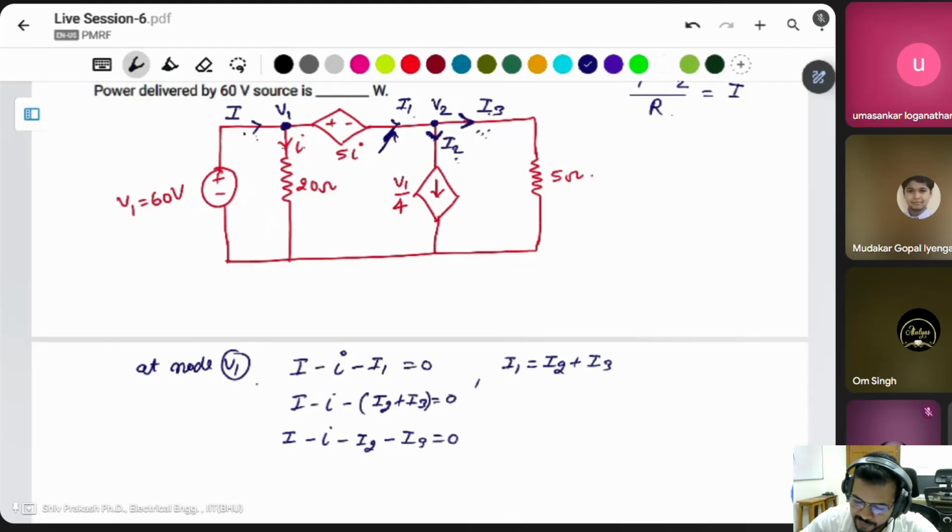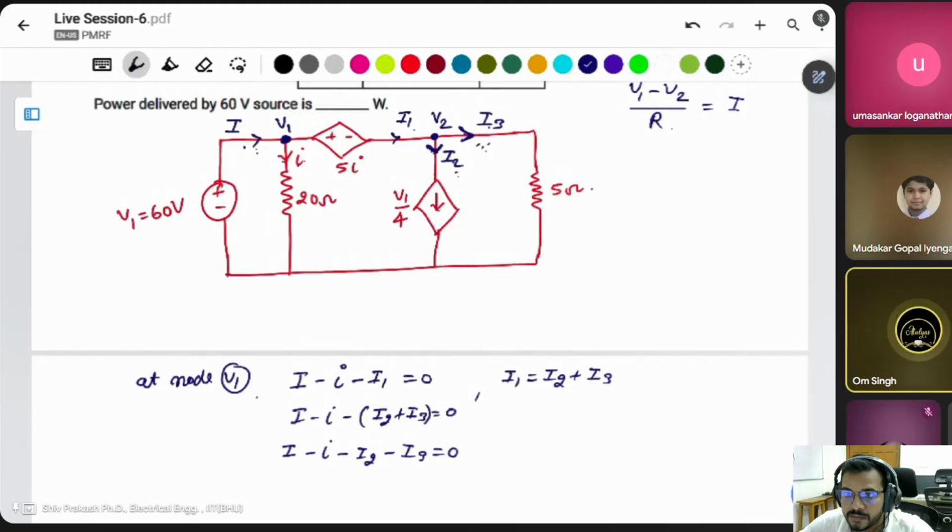It means simply if you can't find the current in any branch, then you can add the branch currents after that node. Because if I1 is divided into two parts, you can directly add these two currents to satisfy the KCL at node 1.